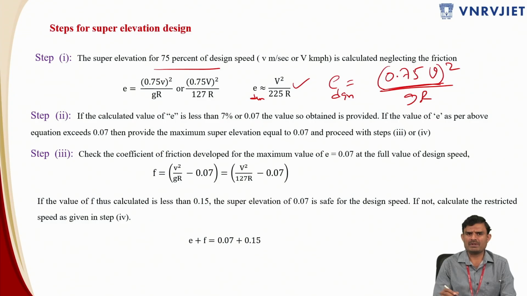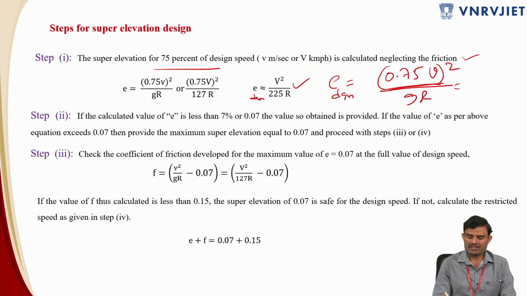You are assuming some design superelevation and you are calculating the value of design superelevation. So the superelevation for 75% of design speed is calculated neglecting the friction. This is also very important. So you have to eliminate the effect of lateral coefficient of friction and you have to assume that there is only superelevation present over here, and you have to check the limiting values of superelevation.